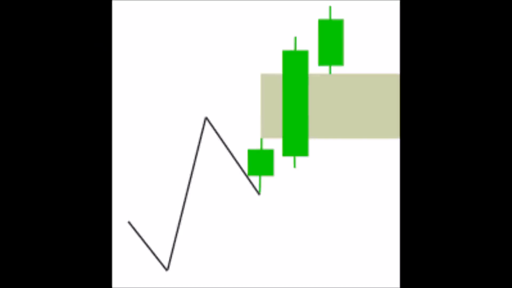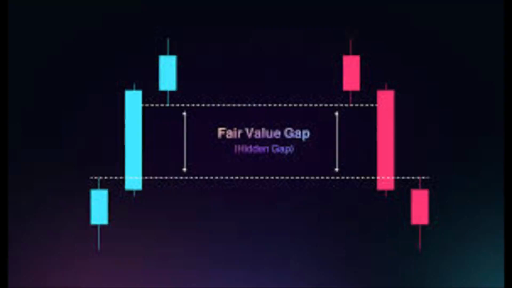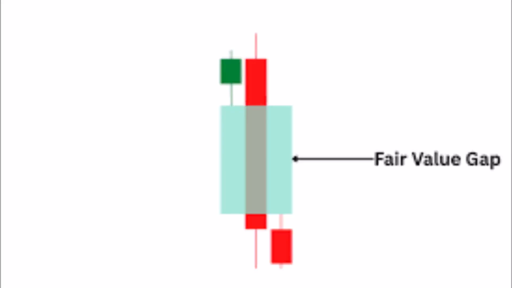Model A is continuation entry. The market breaks structure upward. The bullish fair value gap forms. Price retraces into the gap. Enter buy at the gap's midpoint.